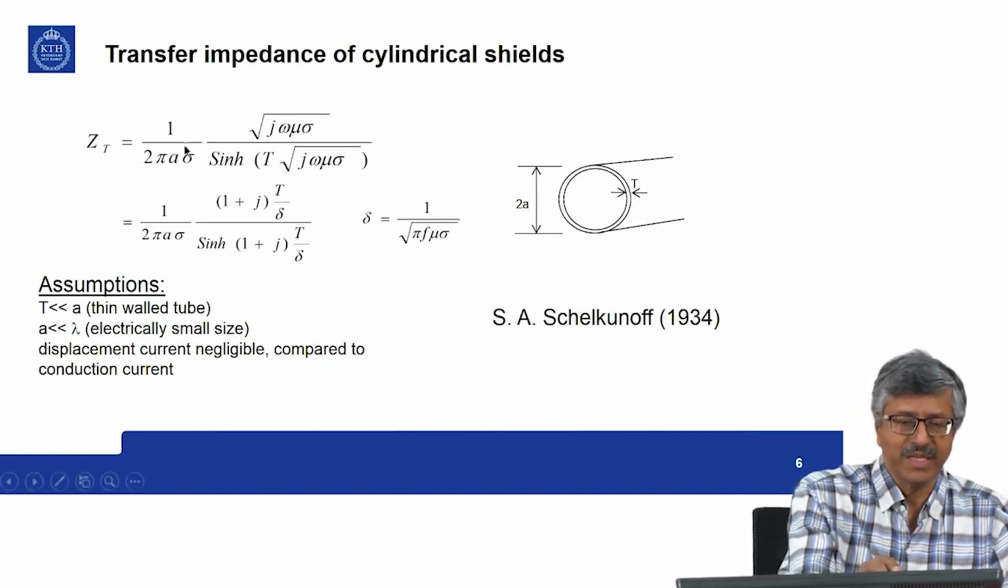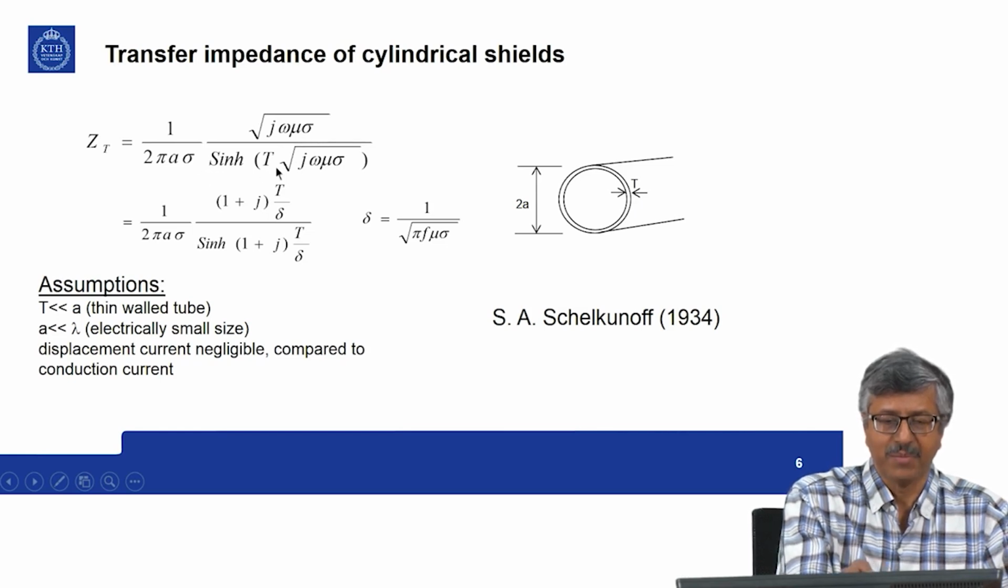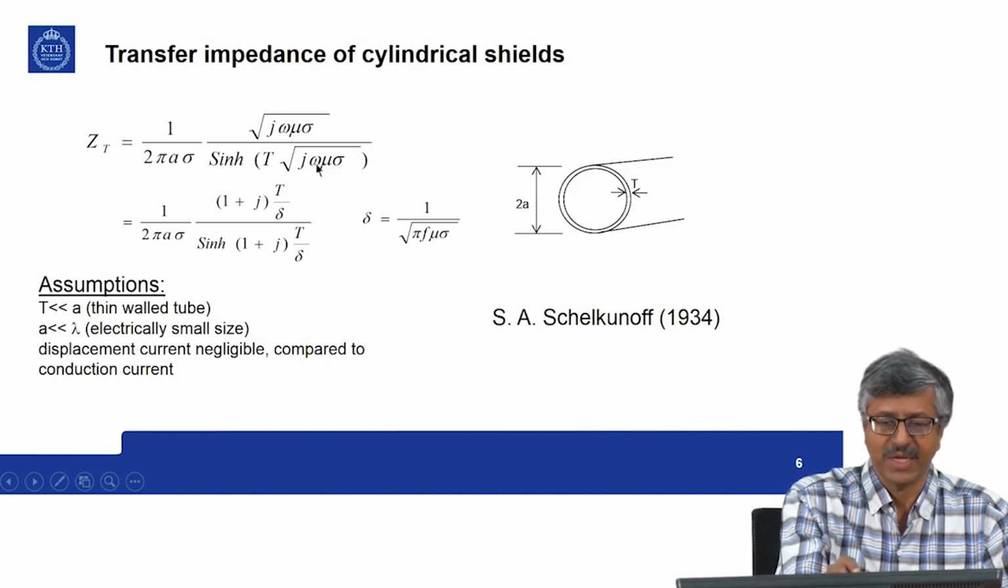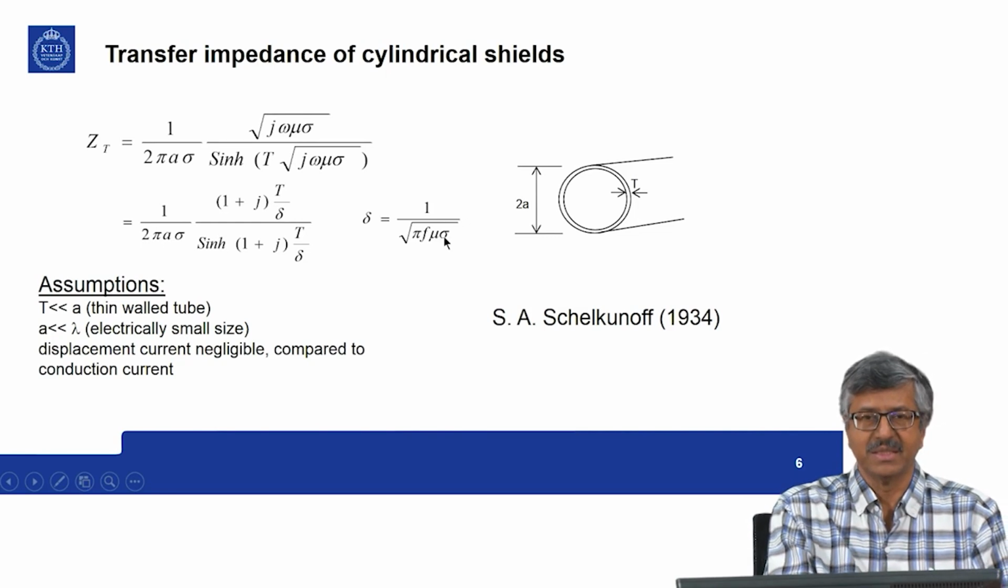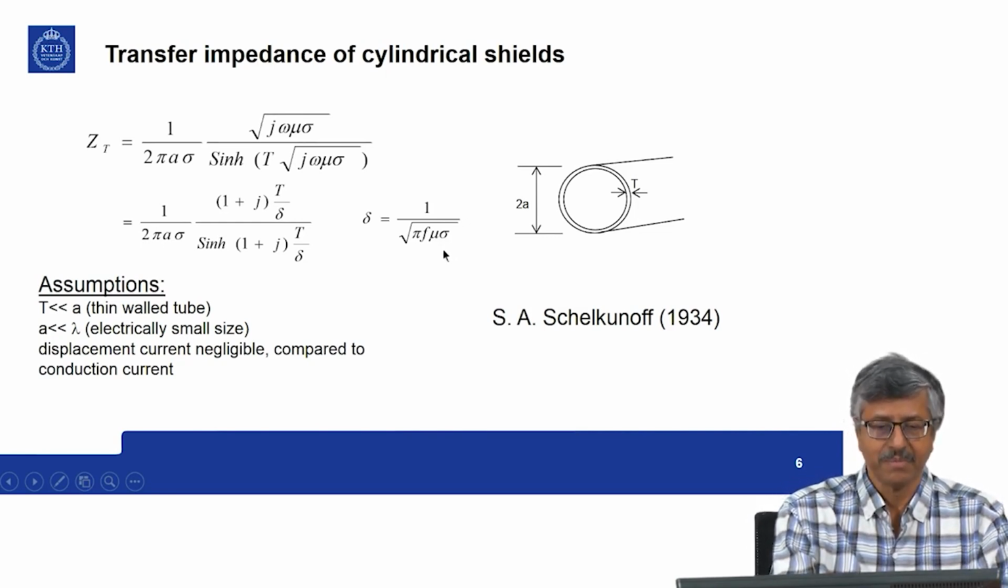That is given as 1 by 2 pi a sigma, where a is the radius of the tube and sigma the conductivity, times the square root of j omega mu sigma divided by sinh of t times the square root of j omega mu sigma, where t is the thickness. That can be simplified like this, where delta is the skin depth, 1 by square root of pi f mu sigma.